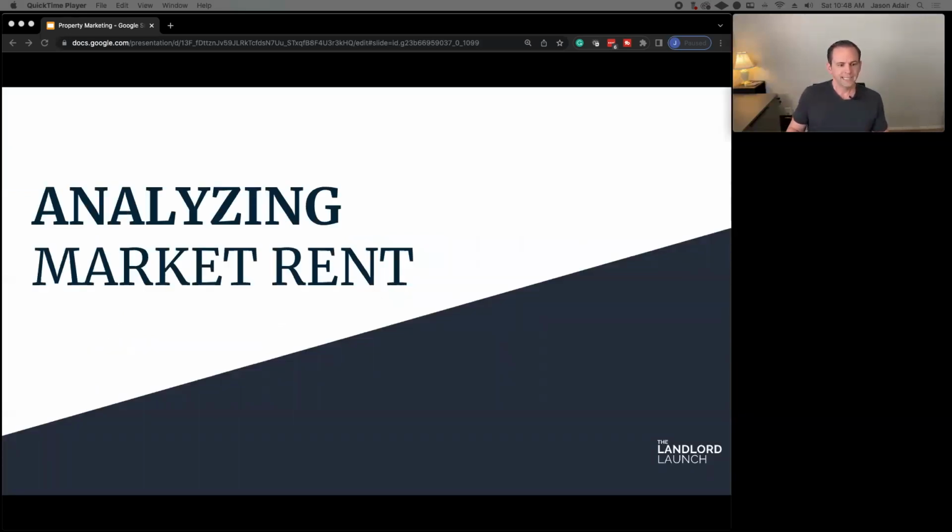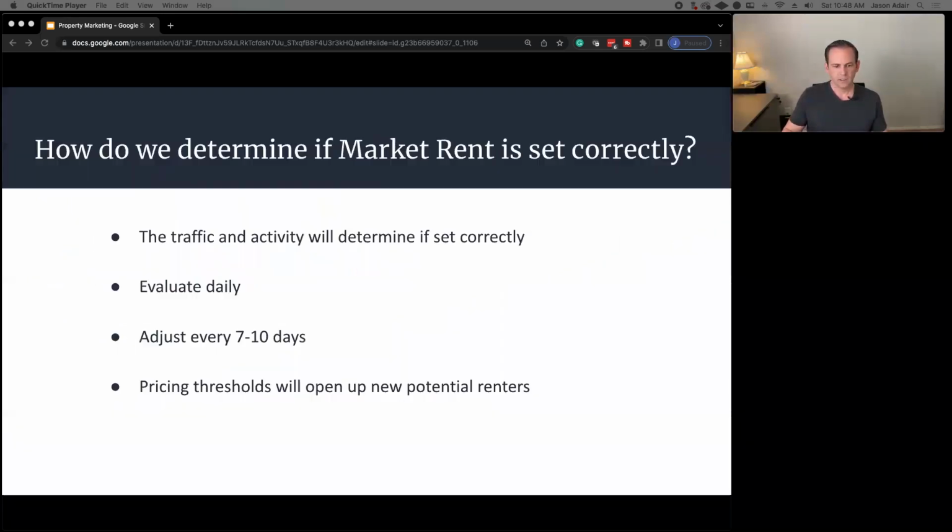Okay, getting into the market rent, how to analyze it, things to look for, and how to adjust those things is what we're going to be talking about in this next little section.